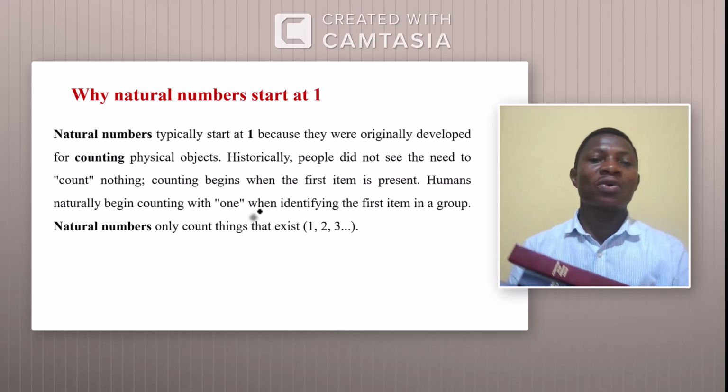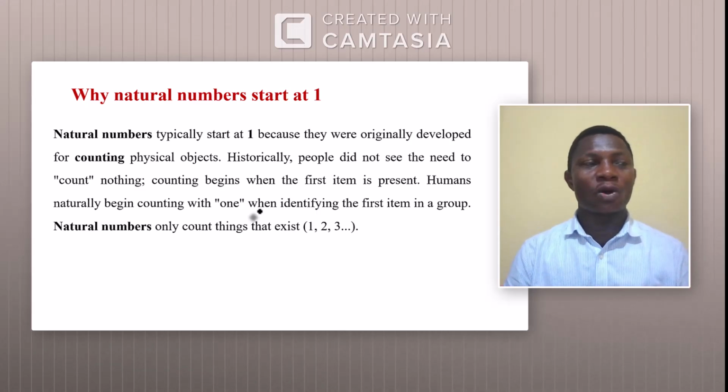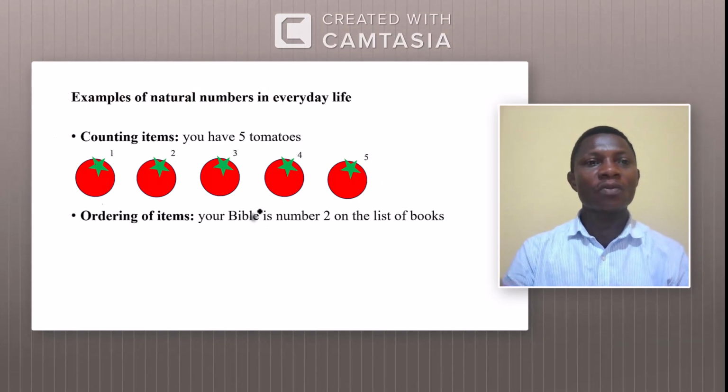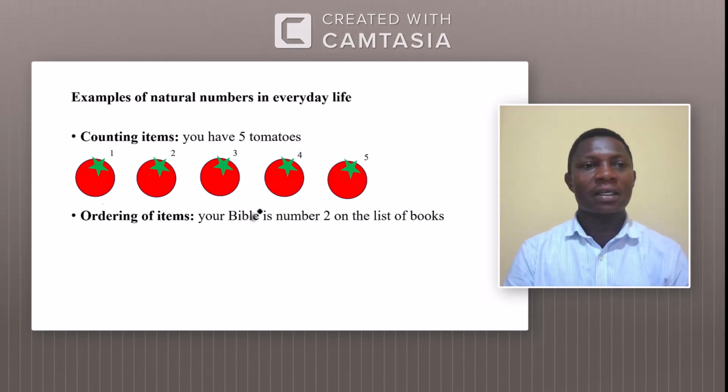So if there are no physical objects, or if there exists no object to count, there's nothing to count. This is the reason why natural numbers start at one. Now let's look at examples of natural numbers in everyday life.